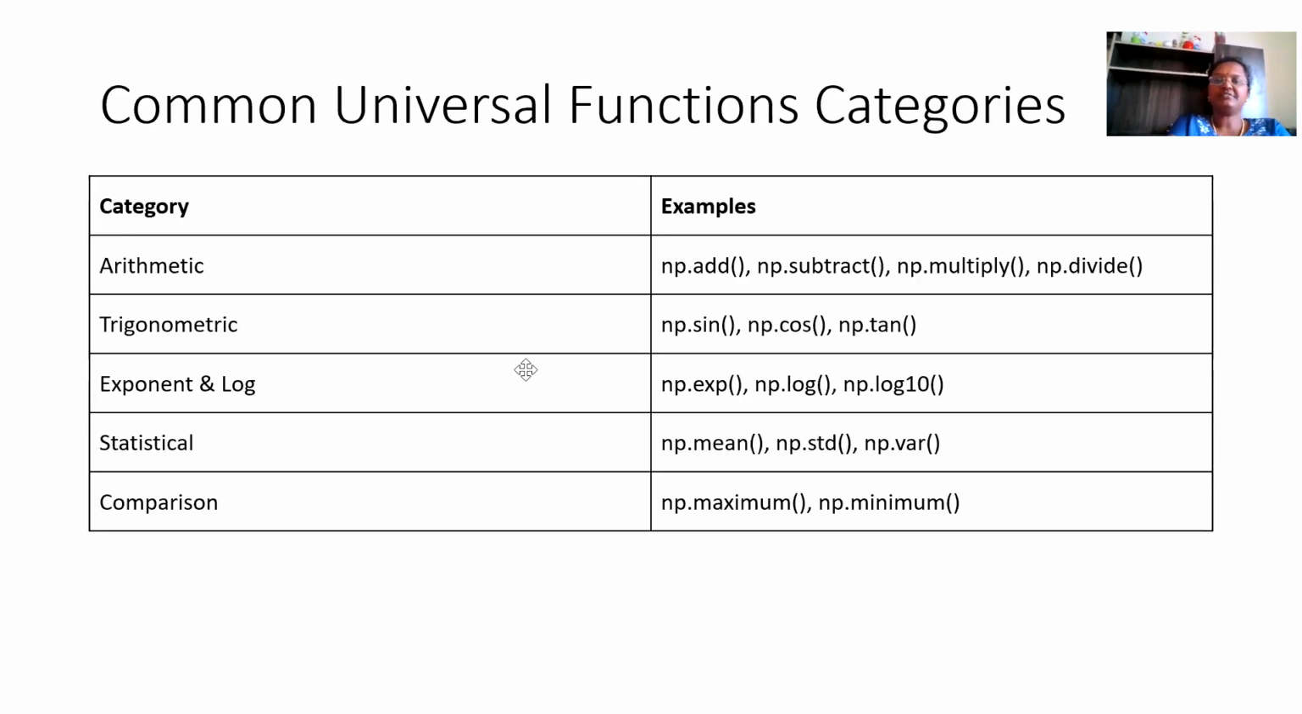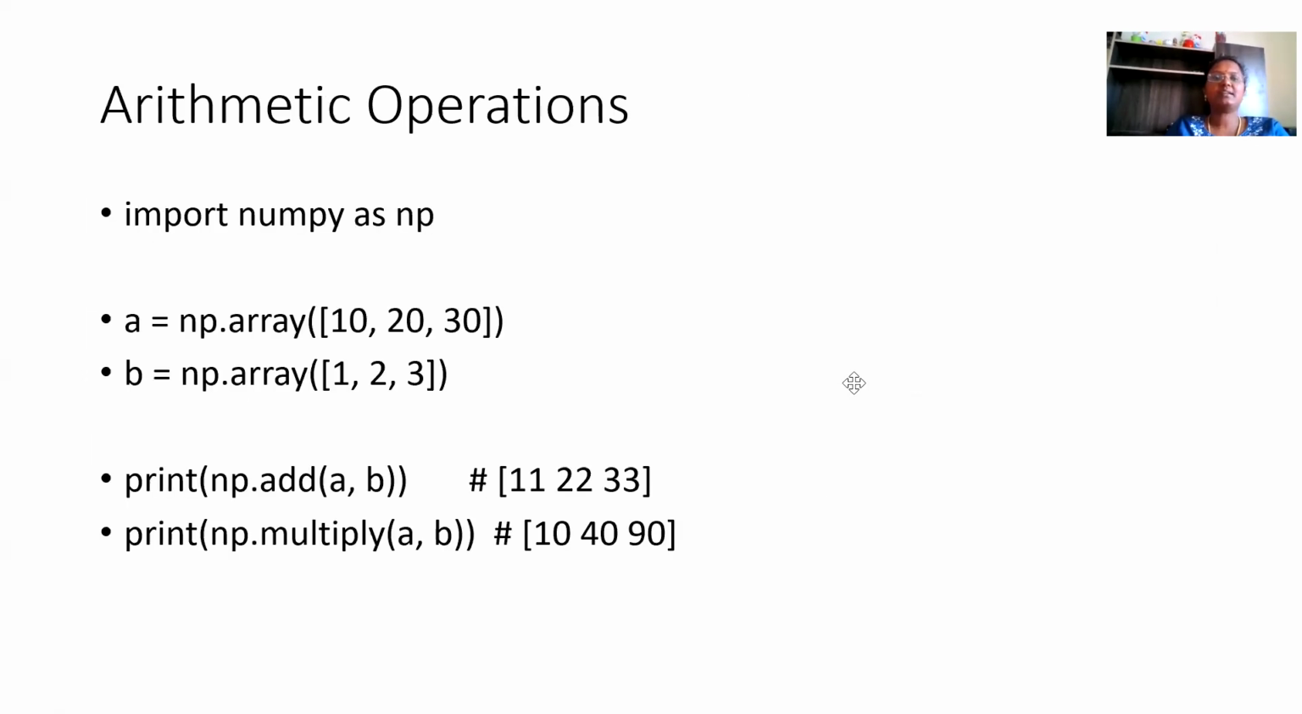The common universal function categories are arithmetic, that is addition, subtraction, multiplication, division; trigonometric: sine, cos, tan; exponential and log: exp, log, log10; statistical methods: mean, standard deviation, and variance. Then finally, the comparison universal functions are also available: maximum and minimum. For the arithmetic example, we are importing NumPy from the library, which I'll explain in the coding part in the upcoming courses. Here I'm just telling you the syntax.